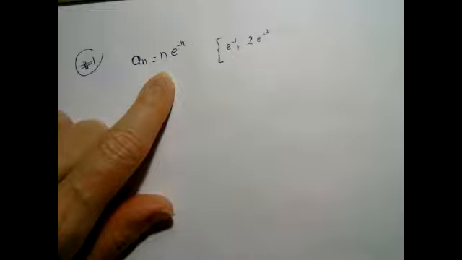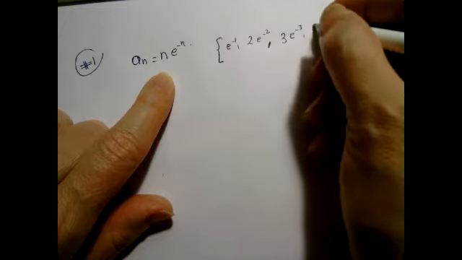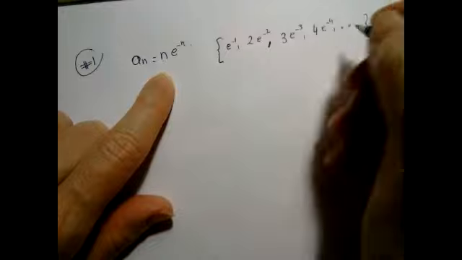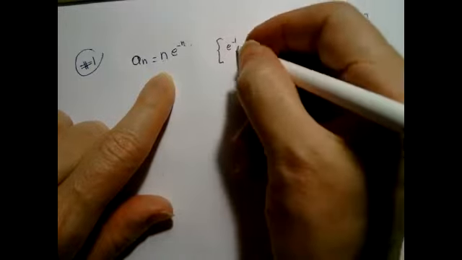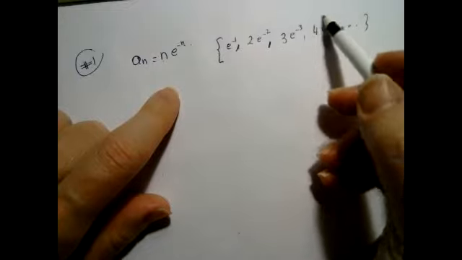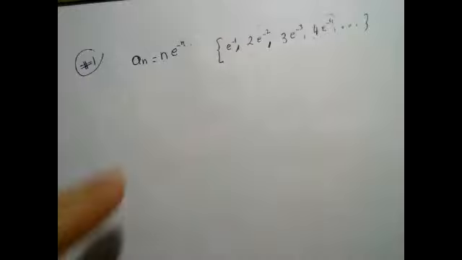So be very, very careful. I'm not putting a plus. That's only a list. 3, e to the minus 3. 4, e to the minus 4. I'm not adding them. I'm listing them. And the question is, when this n becomes large, those terms, do they get close to anything?